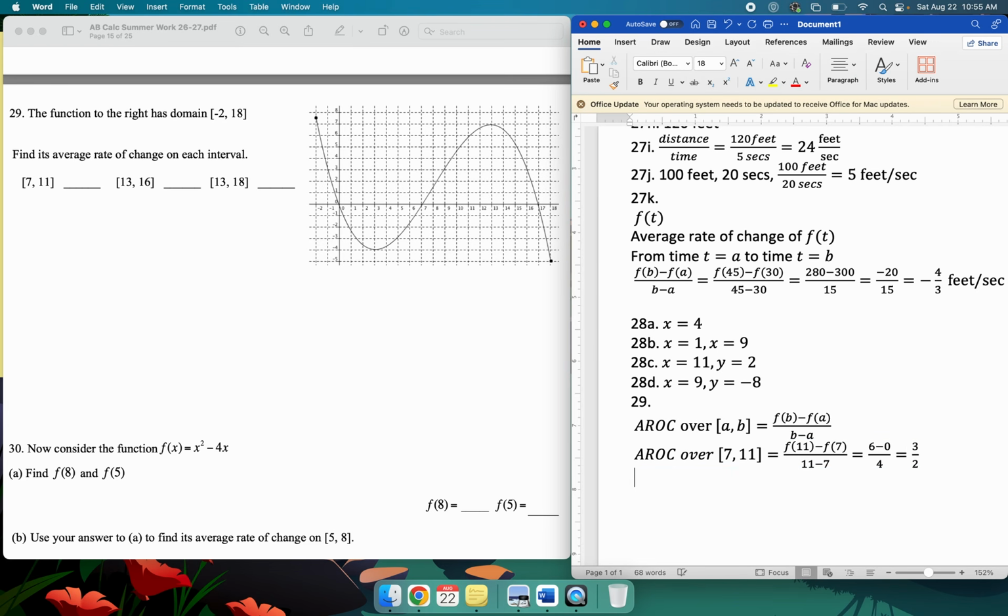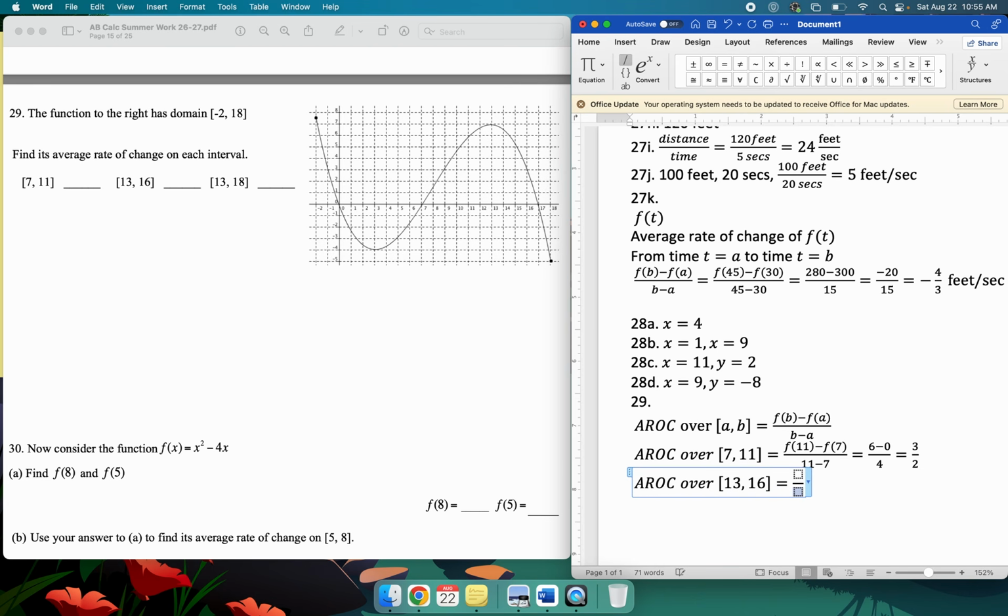Okay, and then we have average rate of change over 13 to 16, same idea. So that's f of 16 minus f of 13 over 16 minus 13. It's really just the amount by which the function changes divided by the amount by which the variable changes. So f of 16, that would be 3, I think. And then f of 13, that would be 7. Over 16 minus 13, that's 3. So that's -4 over 3.